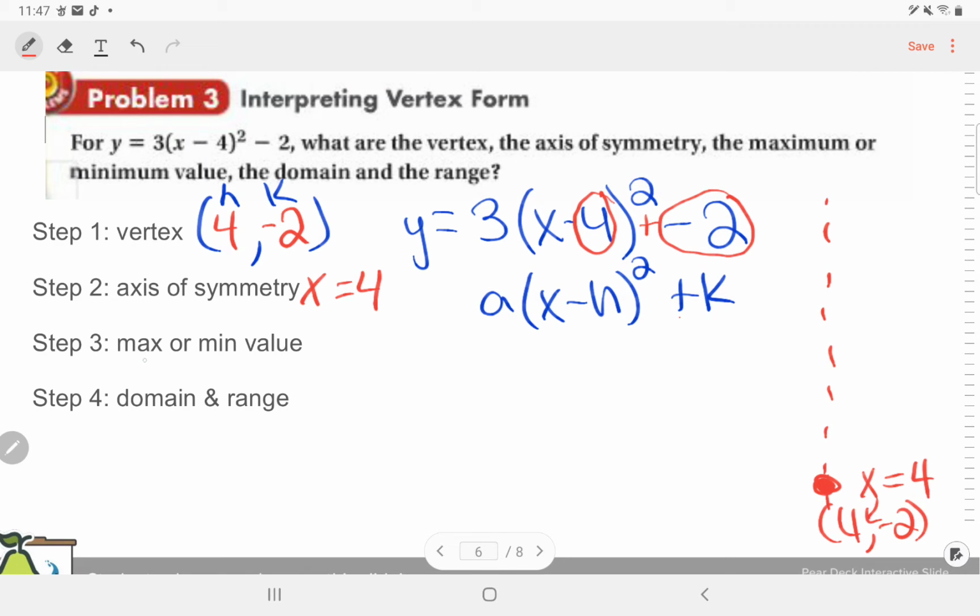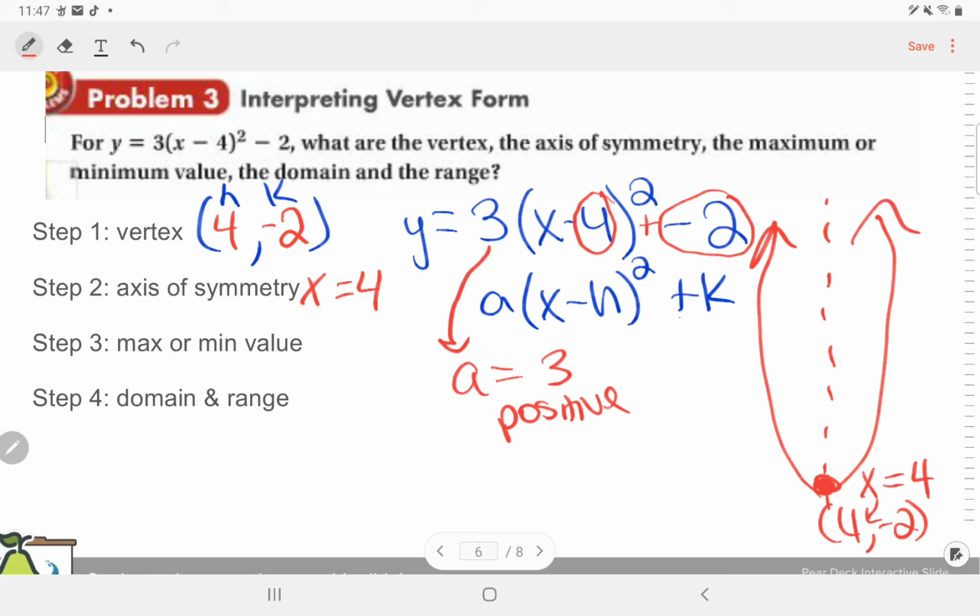Now, looking at determining if it's a maximum or minimum, we need to figure out what a is. If I look at this, we know a is positive 3. Since it is positive, I know my function is going to go up. Since it's going up, I have to look at my vertex and figure out, is that the lowest or the highest point of my function?